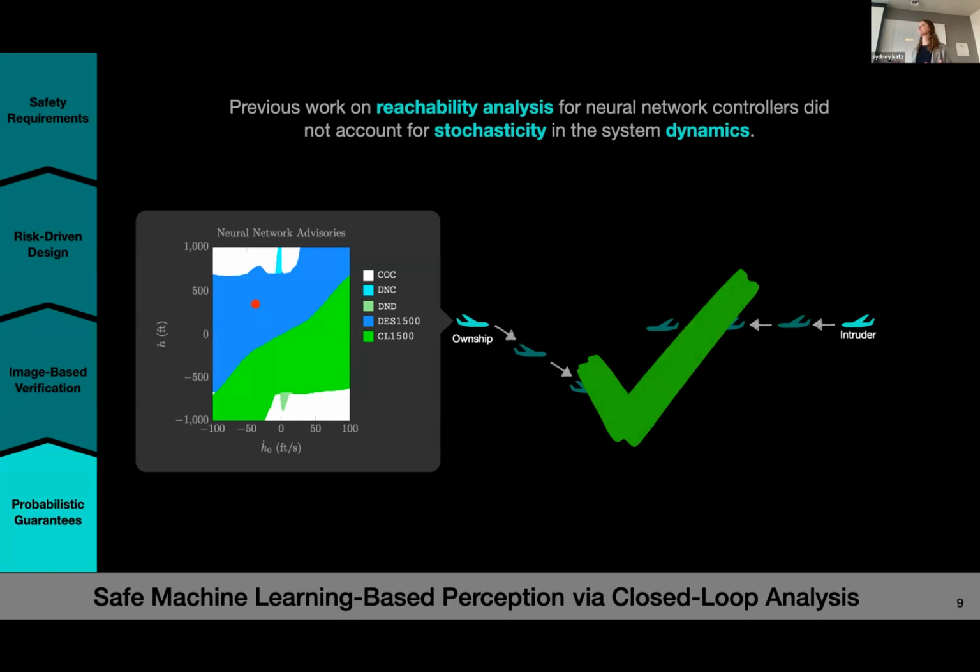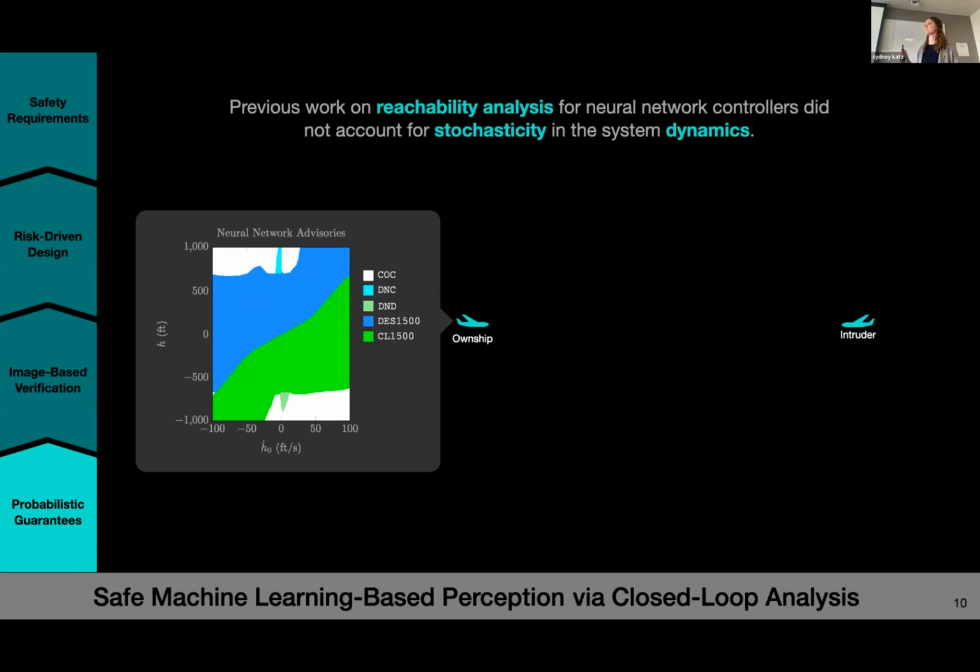But since the state space is continuous, there's actually an infinite number of states we could possibly be in or possibly start in. And so if we wanted to produce any guarantees, we would actually have to simulate an infinite number of these trajectories in order to ensure that it's safe in all possible scenarios. And unfortunately, we don't have time to simulate an infinite number of trajectories. And so we need to come up with a different solution.